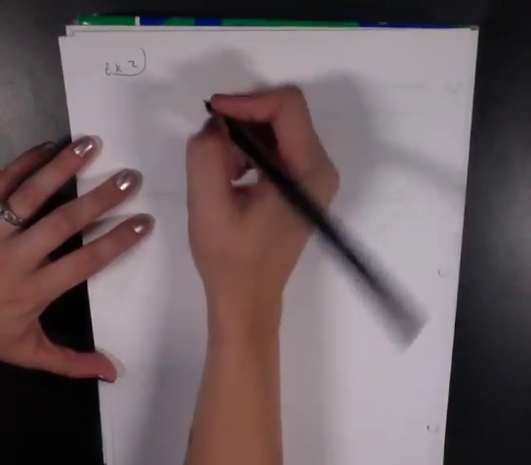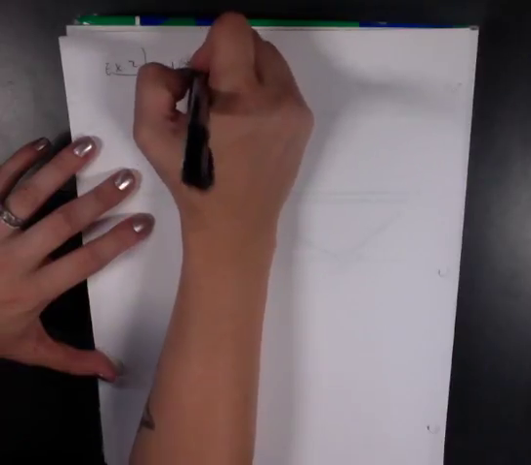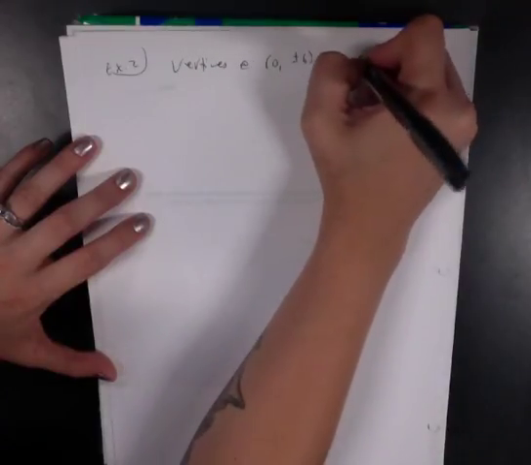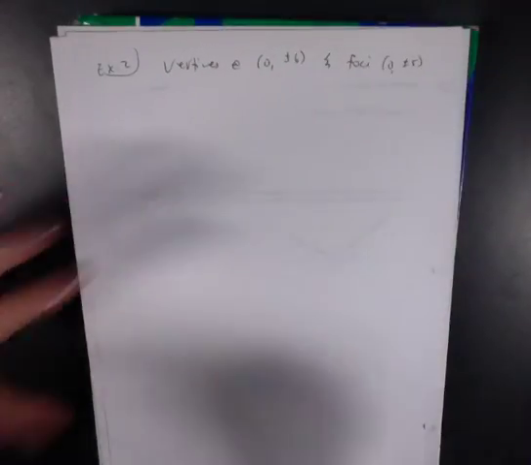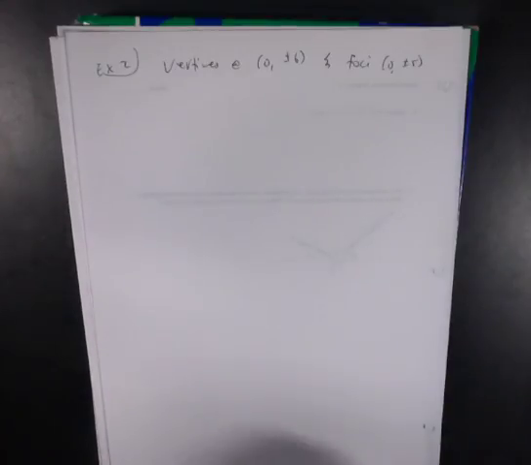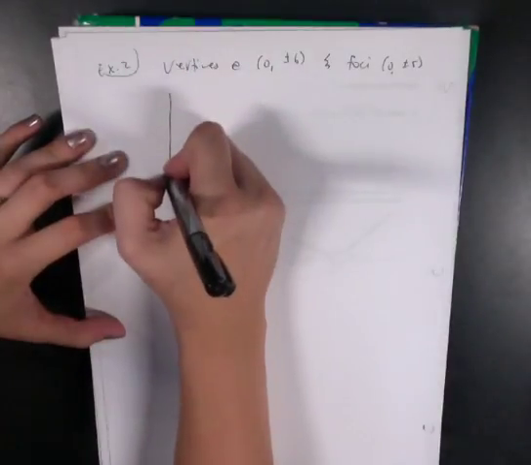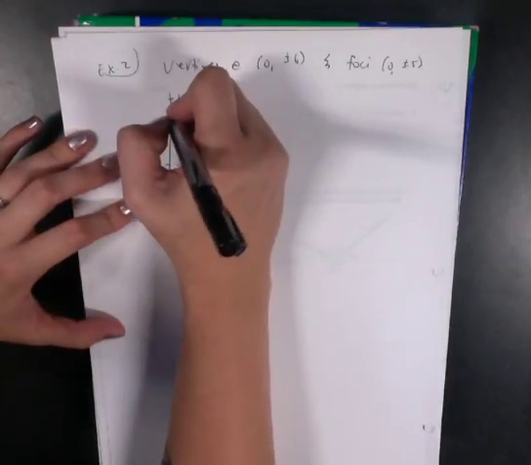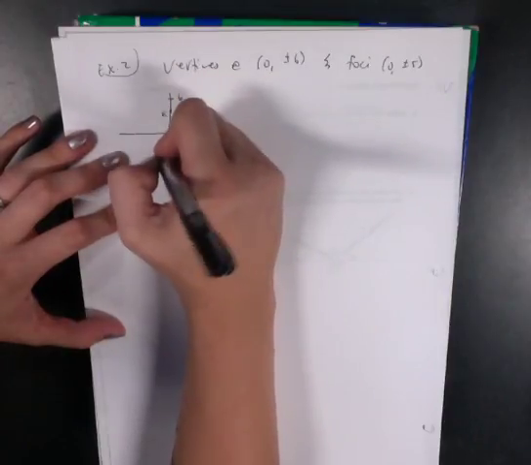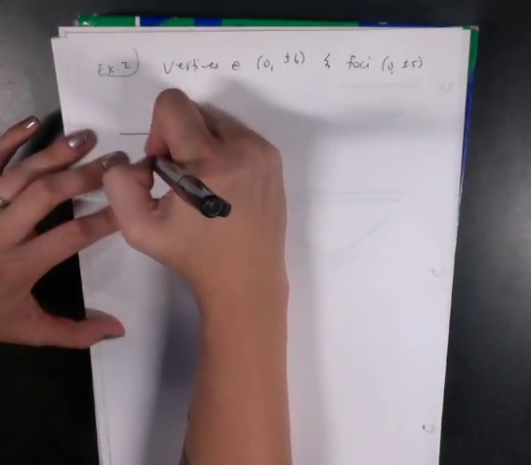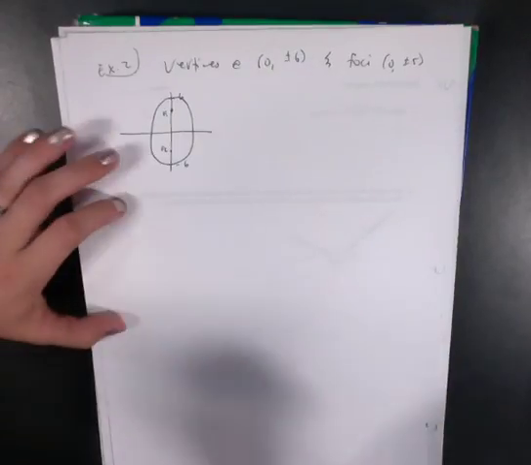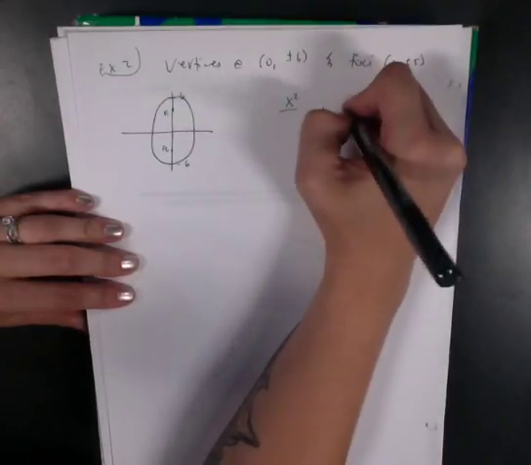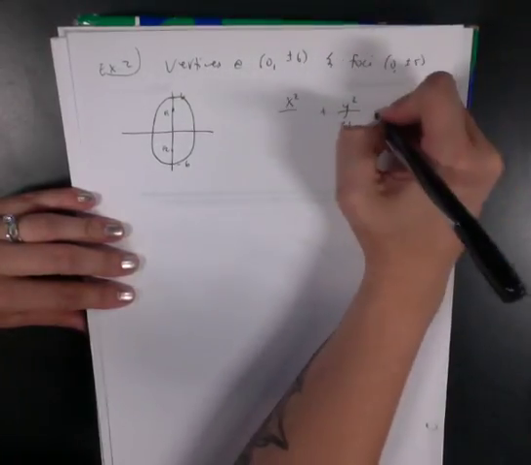Example 2: write the standard form of the ellipse with vertices at 0, plus or minus 6 and foci at 0, plus or minus 5. So this is telling me, right, this is why it's important that your graphs are accurate. This is 6, this is negative 6, this is my foci 1, foci 2. My graph is longer on the y-axis. And I will have x squared over something plus y squared over 36 equals 1, right?